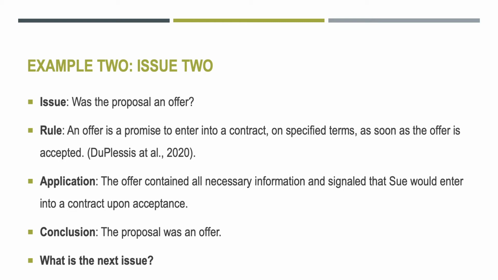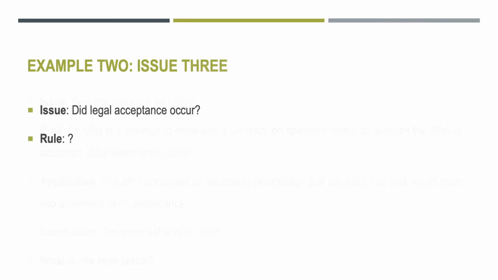Okay, so we have solved that legal issue. There was an official legal offer. So after you've determined that the first ingredient of a contract, i.e. an offer, exists, you can now move to acceptance. Therefore, the next issue is, did legal acceptance occur?